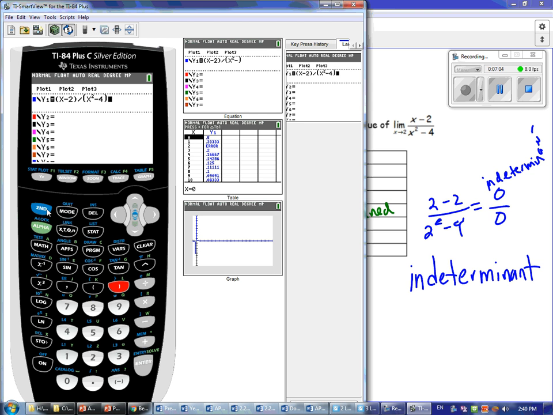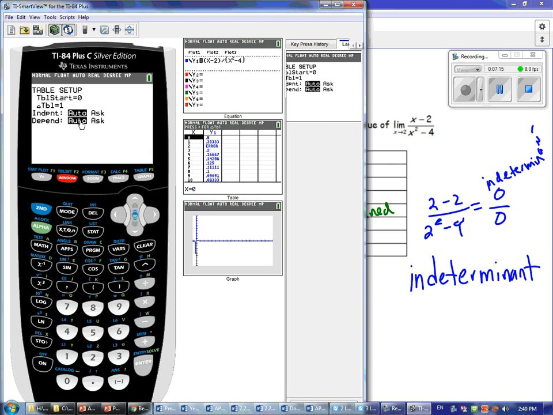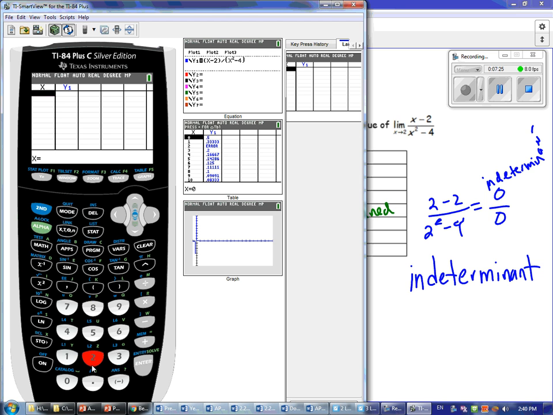So I am going to go to my table. You notice my table's in increments of integers right now. So I'm going to go to table set, second table set. And I'm actually going to tell the calculator to ask me what I want for an x value. So now when I go to my table, I can type in 2.1 and I get 0.2439.